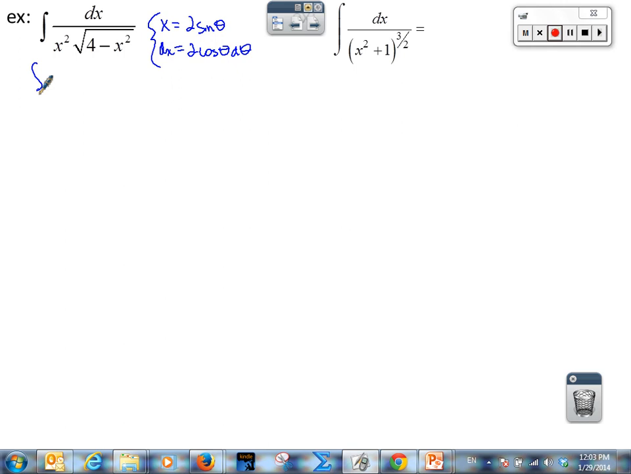dx is this expression, 2 cosine theta d theta. So that's what we're going to replace it with, 2 cosine theta d theta. The x squared on the bottom, let's think about this. If x is 2 sine theta, then x squared, we would square that. We would get 4 sine squared theta. Underneath the radical, we have 4 minus, then our x squared again, which we have already talked about. That should be 4 sine squared theta. And all of the x's and dx's have been eliminated. I'm only in theta.